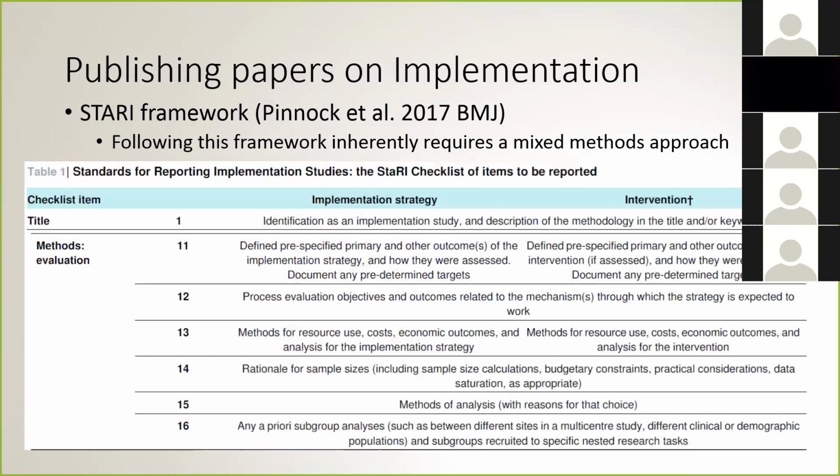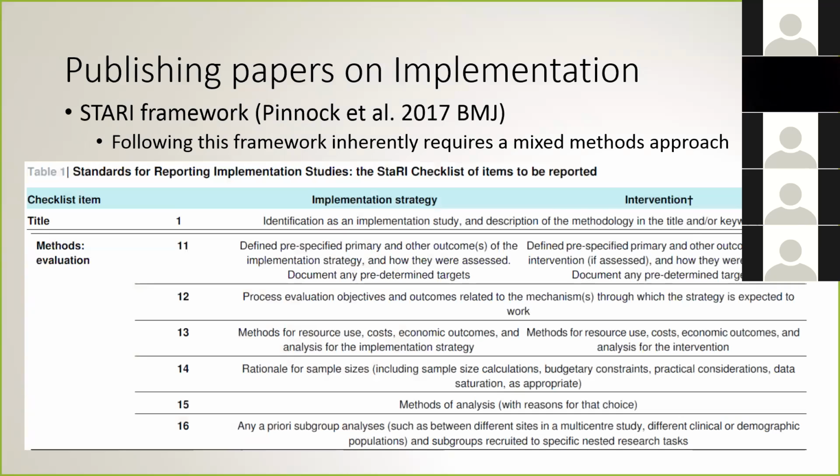And something really important in reporting implementation studies is distinguishing between your implementation strategy and your clinical intervention. So for instance, if your clinical intervention is counseling patients on the value of exercise or smoking cessation, that's your intervention. Do we know that counseling on smoking cessation is effective? Yes. How do we actually get the clinics to counsel their patients on smoking cessation? Well, that's our implementation strategy.